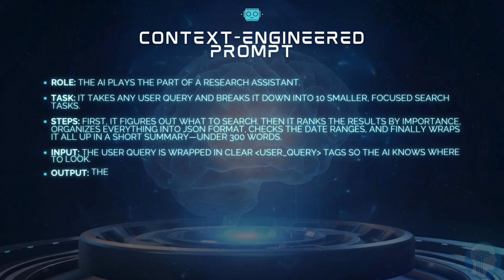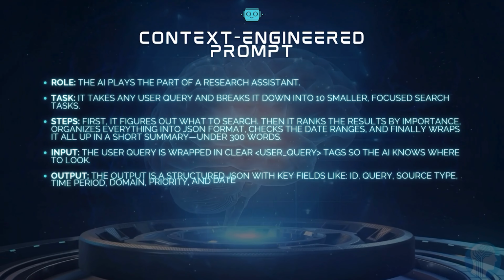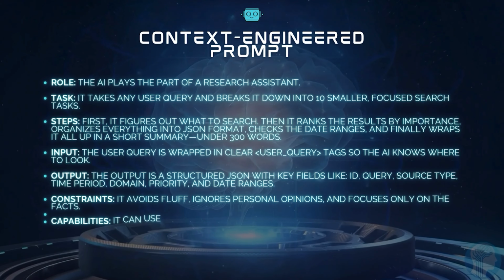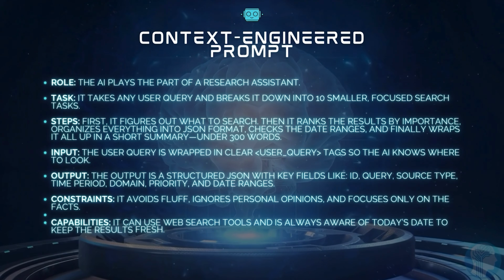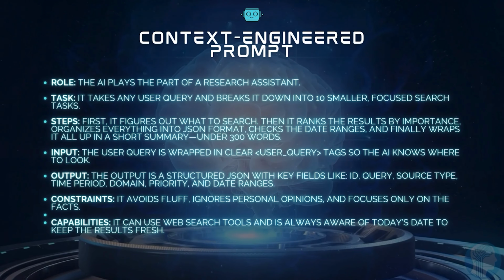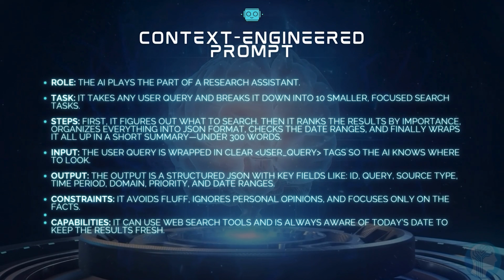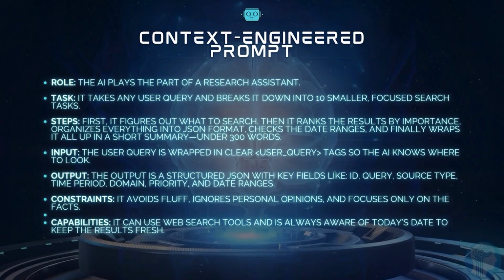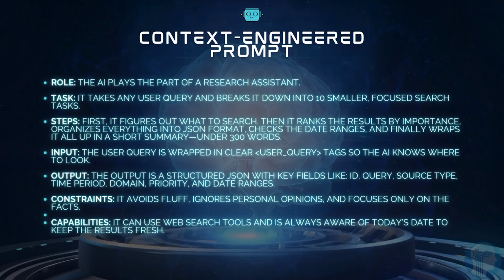Steps. First, it figures out what to search. Then it ranks the searches by importance, organizes everything into JSON format, checks date ranges. Finally, it wraps it all up in a short summary under 300 words. Input. The user query is wrapped in clear user query tags so that the AI knows where to look. Output. The output is structured JSON with key fields like ID, query, source type, time period, domain, priority, and date ranges. Constraints. It avoids fluff, ignores personal opinions, and focuses only on the facts. Capabilities. It can use web search tools and is always aware of today's date to keep the results fresh.